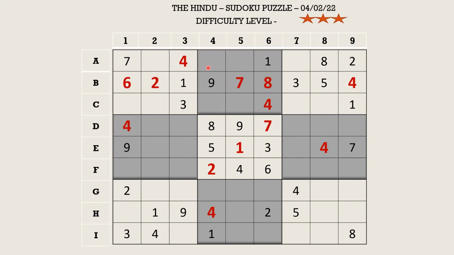Let's try to fill column 4. In column 4 there are 3 empty cells and the missing numbers are 3, 6 and 7. If you take C4, it is blocked by 3, 3 and 7. So C4 takes 6, A4 takes 3 and G4 takes 7.